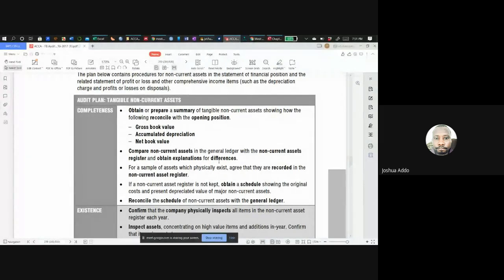Reconcile the schedule of non-current assets with the general ledger. So the schedule of non-current assets, which is basically the asset register. If there's any discrepancy, just like we did for the non-current assets in the general ledger and the non-current asset register, you seek an explanation to see if it is reasonable.